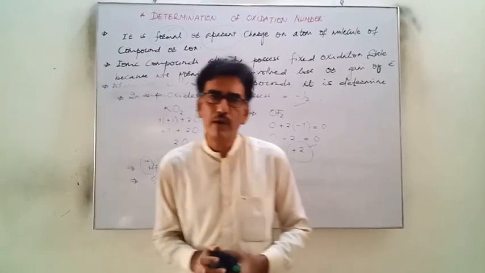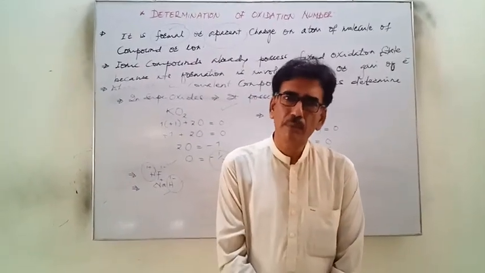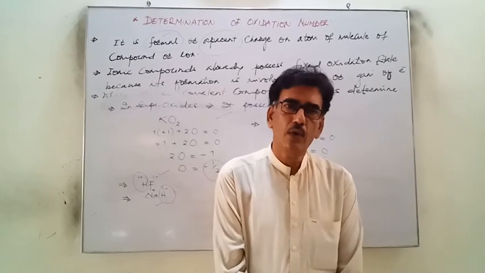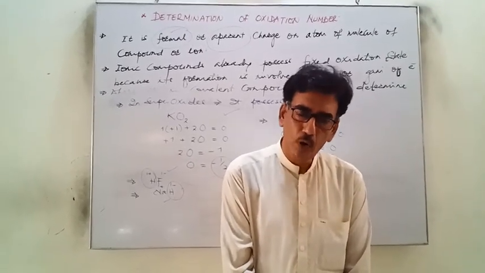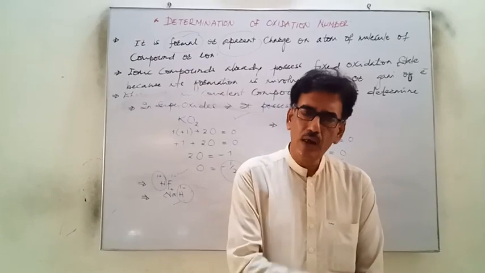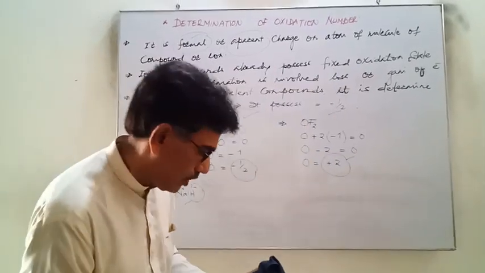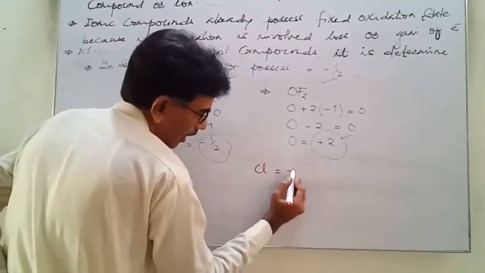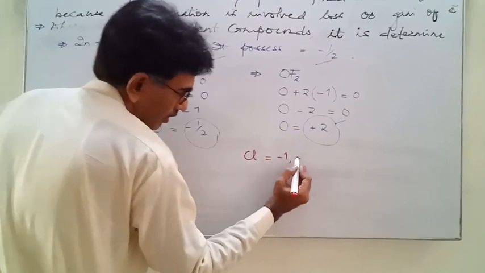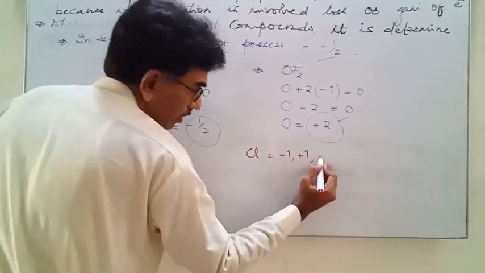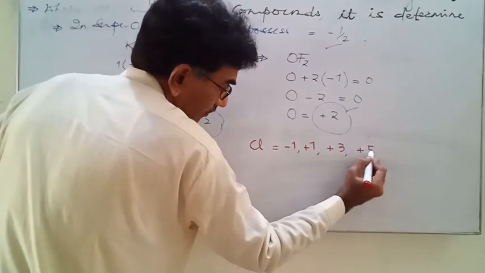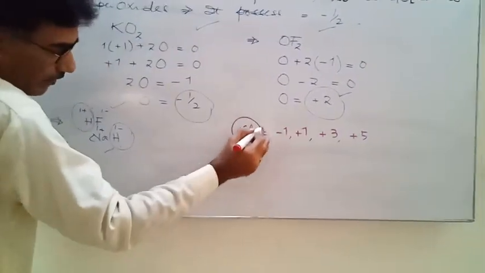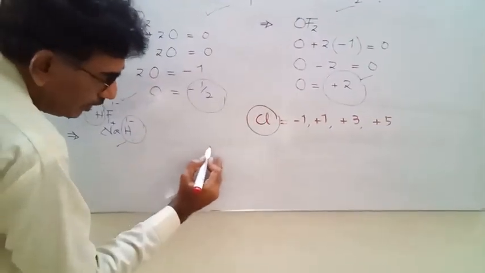But when chlorine forms covalent combinations with many other compounds, you can find hypochlorous acid, hydrogen chlorate, and chloric acid. In all these, you can find the oxidation number of chlorine. It may vary from -1 to +1, then you can find +3, +5. So these are the oxidation states which we can have for chlorine.